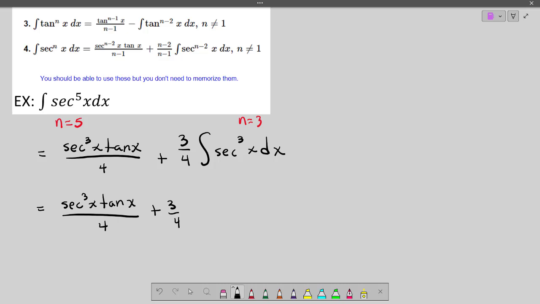We're going to do the same thing. So we're going to take this integral, replace all the n's with a 3. So we have 3 minus 2, so it's going to be sec tangent. There's going to be a big bracket out in front. So sec tangent, and then 3 minus 1 is 2, so divided by 2. And then we're going to add 3 minus 2, so 1 over 2. Integral. Now secant's going to have a power of 1. And so we end up with that.